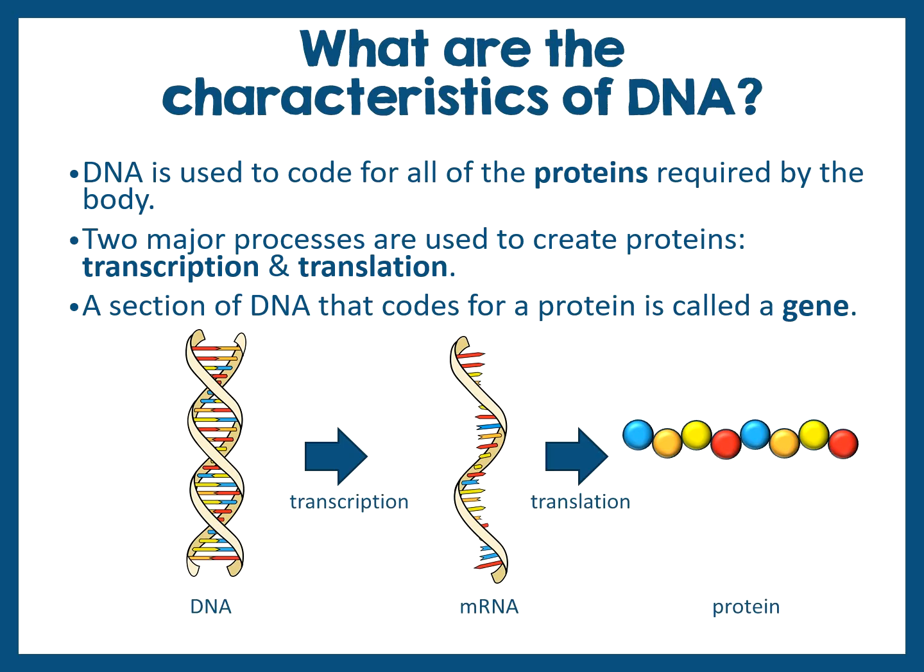Translation is the second portion, and that's going to occur on a ribosome. That ribosome is either found on the rough endoplasmic reticulum or within the cytoplasm. And that process is going to take that molecule of mRNA and the ribosome will read the mRNA and use it as like a set of instructions on how to build a protein, and will call for specific amino acids so it can come in and start connecting them together to build that protein.